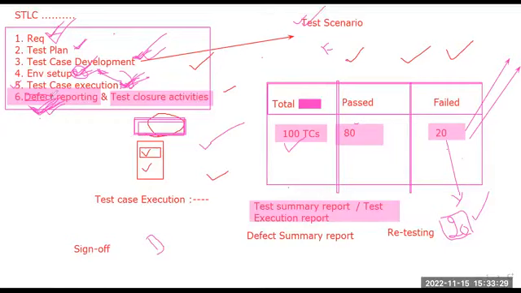Now, after completion of your test case execution, you can stop your testing. Then you can prepare the test case summary report. You can prepare the defect summary report. And you can go for the test closure activities. So during this test closure time, we have to prepare all those reports, and after sending those reports, we can stop our testing finally.